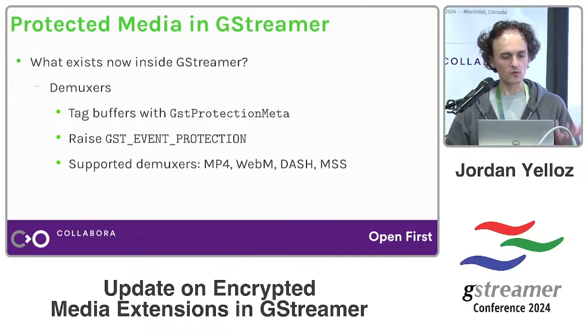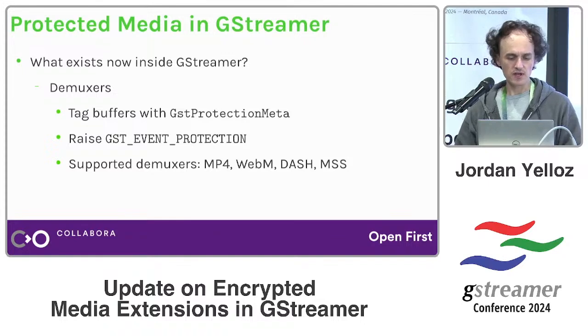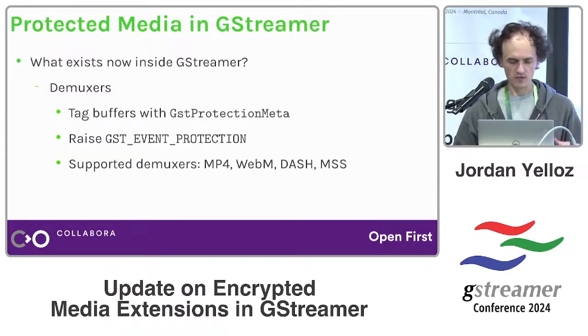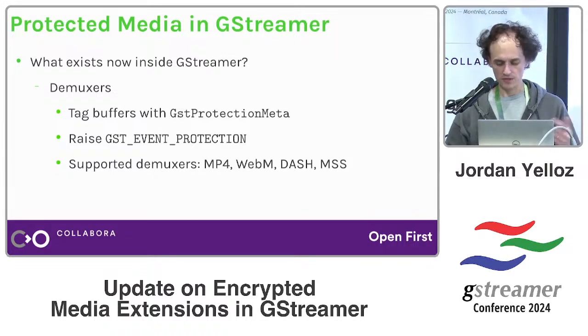So if you want to know what GStreamer can do right now, the current state of GStreamer, it doesn't really have a lot in it itself. All it knows how to do is identify that there is protected media, and let the application somehow figure out how to handle it. There isn't really a built-in decryptor element yet, although that's something I've implemented. And there's actually one in WebKit as well.